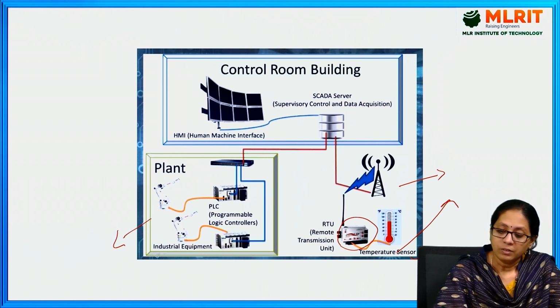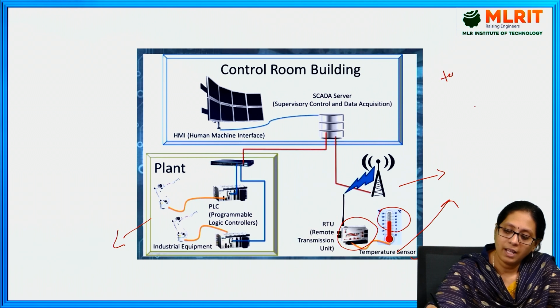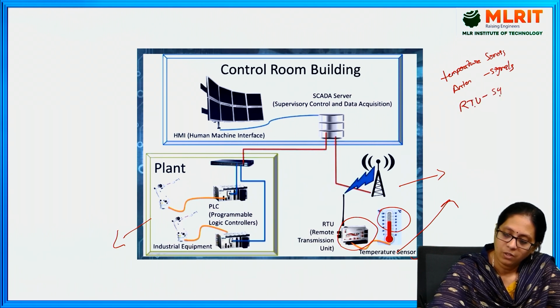So these are the different components: temperature sensors as well as antennas for signals, as well as the RTU system, which is connected to the plant to be operated or controlled.